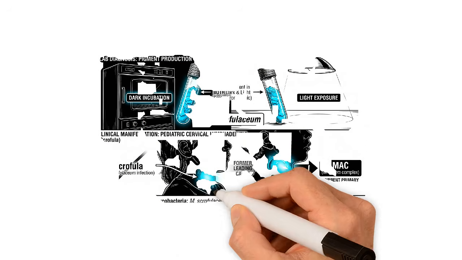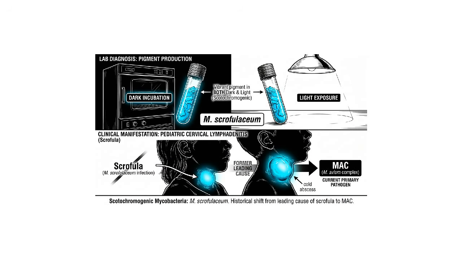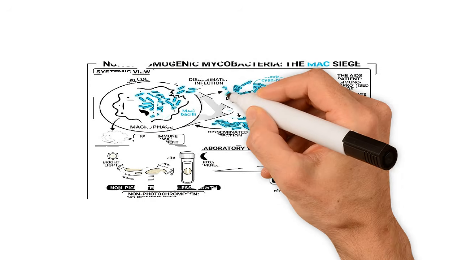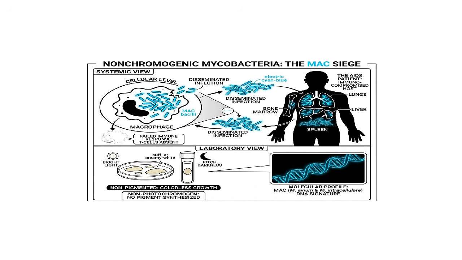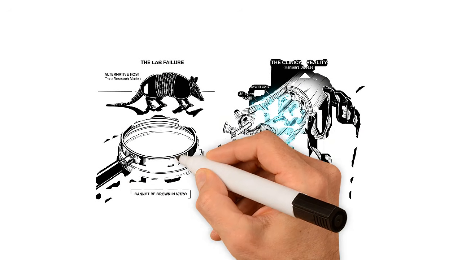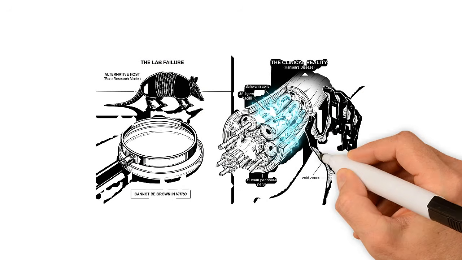Scotochromogens produce pigment in both light and dark. Classic example, M. scrofulaceum, the former leading cause of cervical lymphadenitis in children before MAC took over. Non-chromogens, no pigment production regardless of light. This includes M. tuberculosis itself, and the critically important MAC, Mycobacterium avium complex, the most common systemic bacterial infection in AIDS patients. And then there is the most extreme member of this family, Mycobacterium leprae, the causative agent of Hansen's disease. Here's what makes it biologically remarkable.